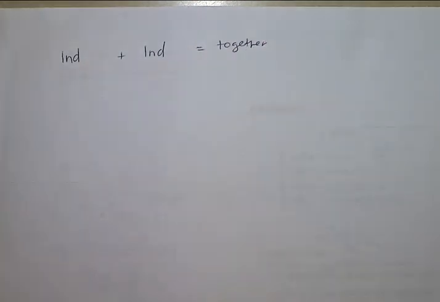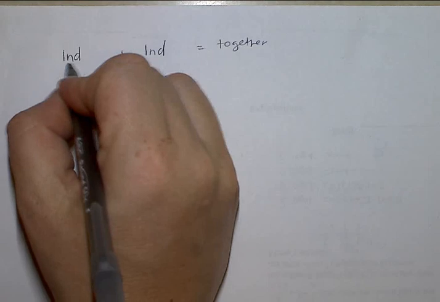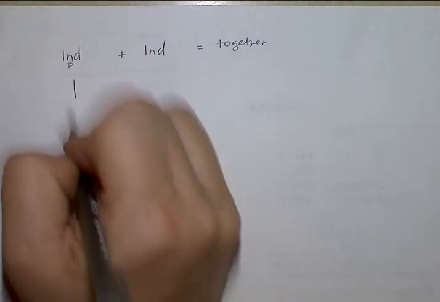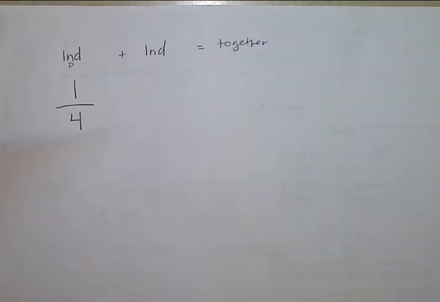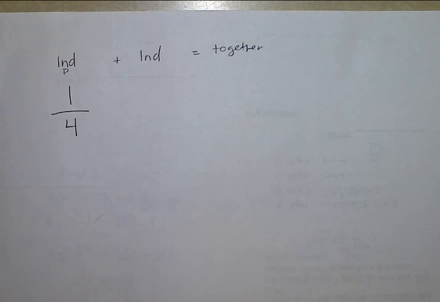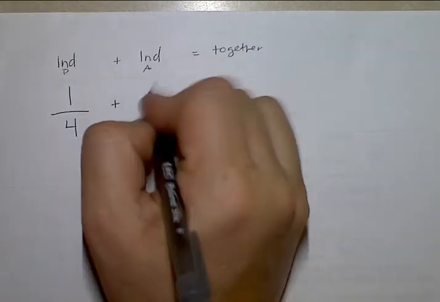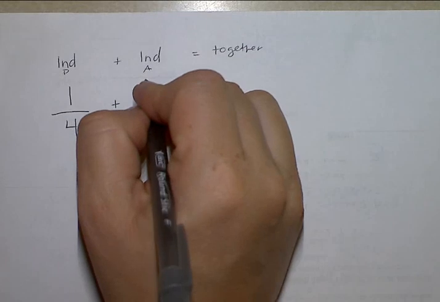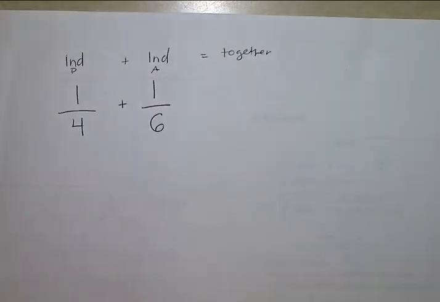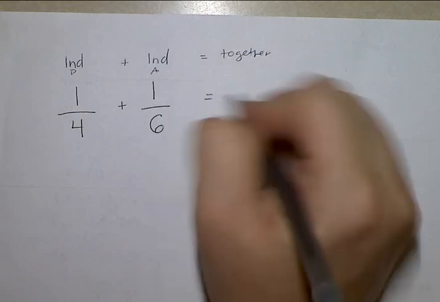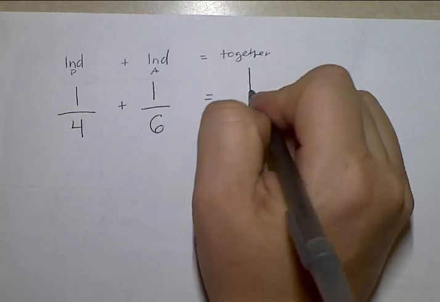So the painter is going to be my first person. The painter can paint one room in 4 hours. One room, that's one on top, 4 hours on the bottom. The assistant can paint the same one room in 6 hours. One room, 6 hours. We want to know how long does it take them to paint the same one room, and we don't know the time.